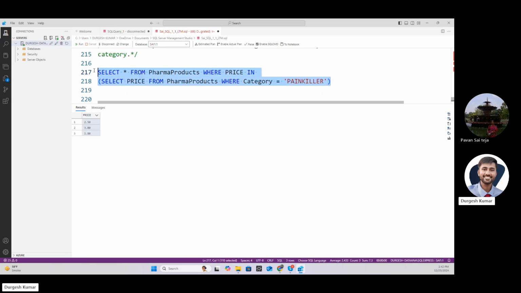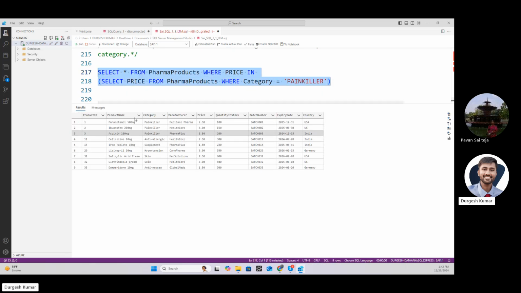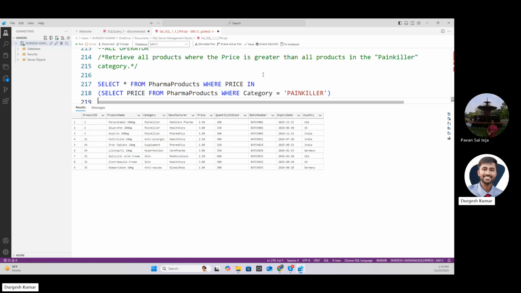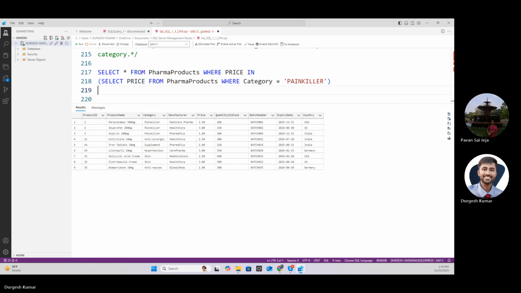So if you run this, you will get the same products that came earlier. But this is incorrect. Now why is this incorrect? We have only found the products with the same prices, but we need to find the products greater than that, right? Correct? So what will we do?